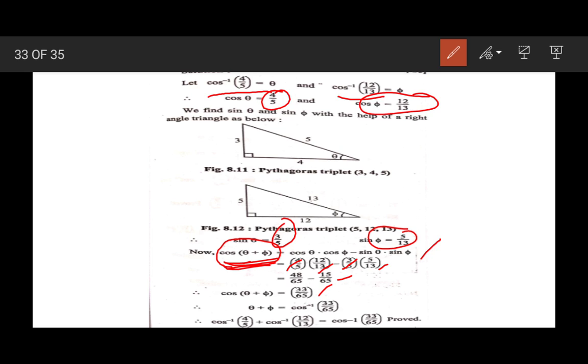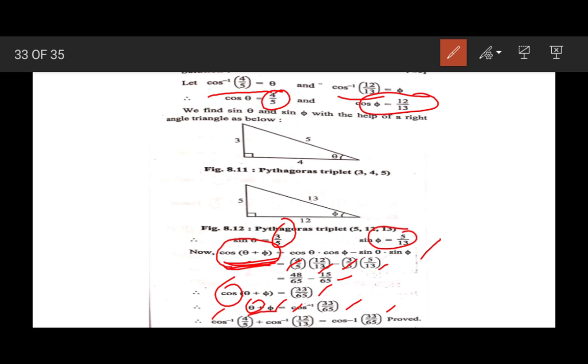And the left hand side is cos(theta plus phi). Now I take this cos to the right hand side. So theta plus phi is equal to cos inverse 33 upon 65. Now theta is cos inverse 4 upon 5, plus phi is cos inverse 12 upon 13, right? That is equal to cos inverse 33 upon 65. Okay, hence the proof. So very simple.